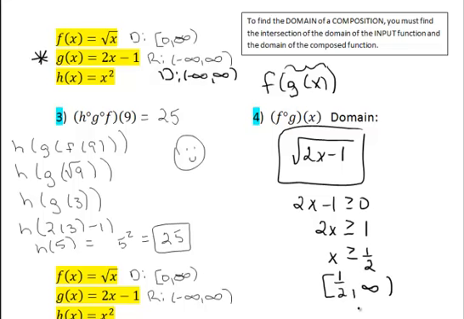Now what you want to do is find the intersection of this domain and this domain. Well, this one is everything. It's negative infinity to infinity. This one is only 1/2 to infinity. Their intersection is what they have in common, which is going to end up being this 1/2 to infinity. So the domain of this composition is 1/2 to infinity.